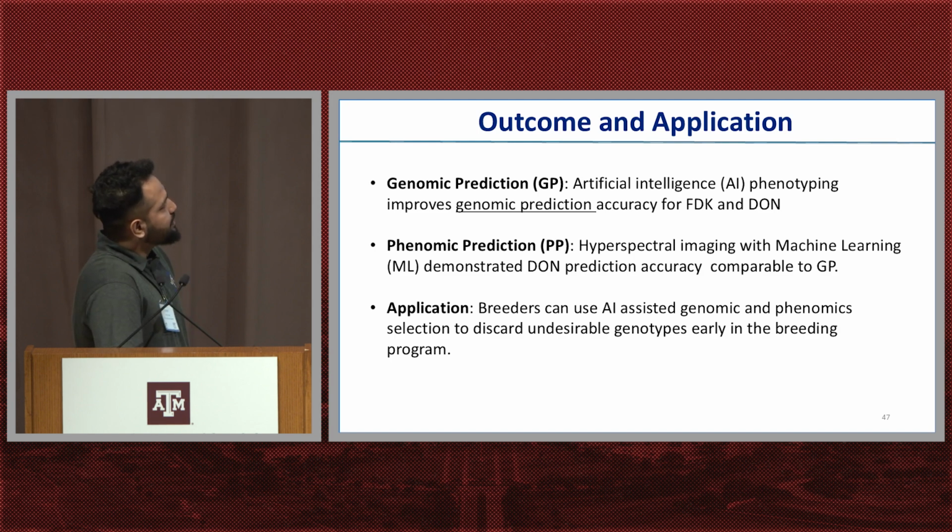And talking about the application part, breeders can use this information and these models to go for negative selection, since the accuracy is not that high. So it's always beneficial to go for negative selections. So that will be the application part.